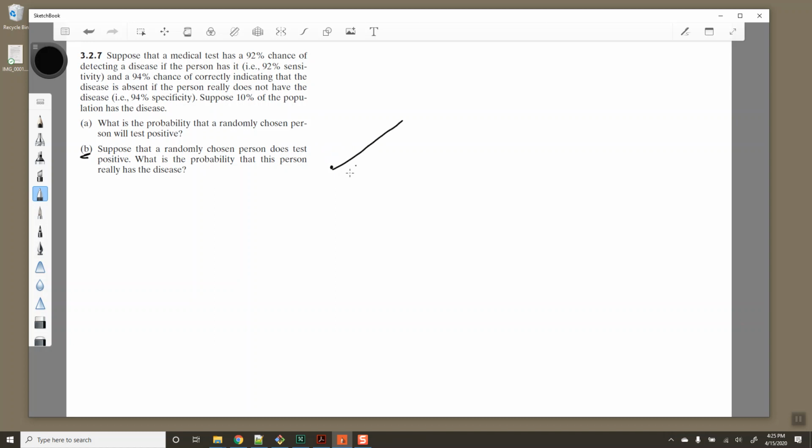Okay, so I'm going to draw a tree here, and we are going to say either someone has the disease or they do not. So we're going to write disease versus no disease. And we say, suppose 10% of the population has the disease. So I'm going to put 10% here, 90% here. And then from there, the person can either test positive or they will test negative. Positive and negative also, okay?